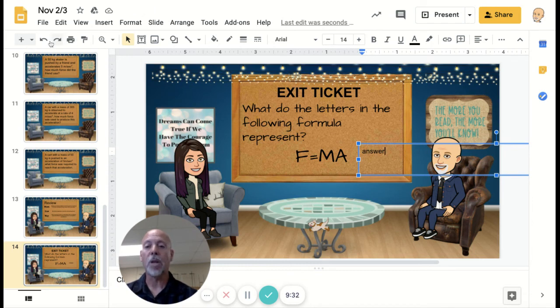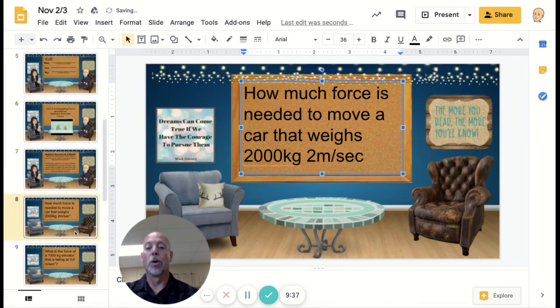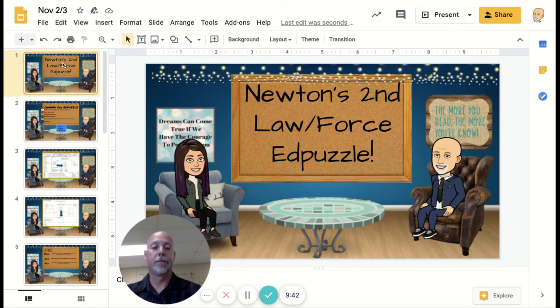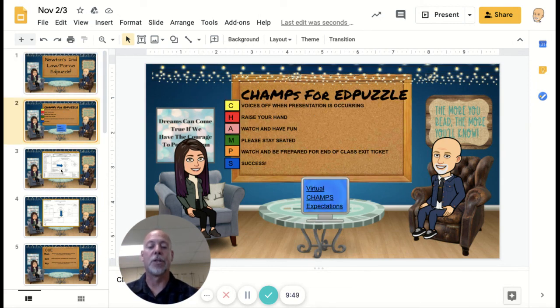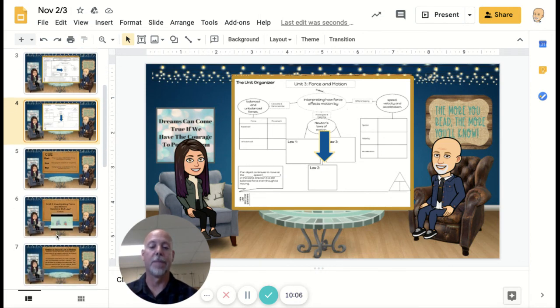So to review quickly, Newton's second law is force, and it determines how much force is needed to move an object with a certain mass at a certain acceleration. So it's force equals mass times acceleration. It is in our unit organizer, and you need to make sure that you continue to fill out your unit organizer as we go through these sections, okay?